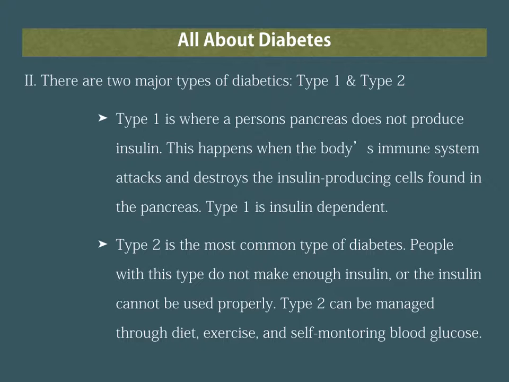Type 2 is the most common type of diabetes. People with this type do not make enough insulin, or the insulin that is produced cannot be used properly. Type 2 can be managed through diet, exercise, and self-monitoring blood glucose.